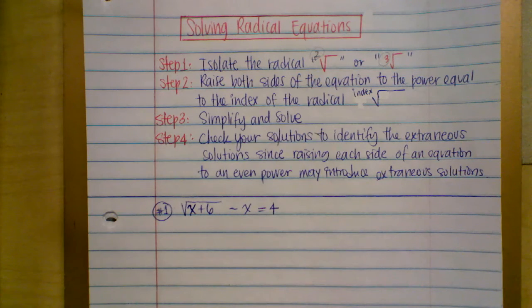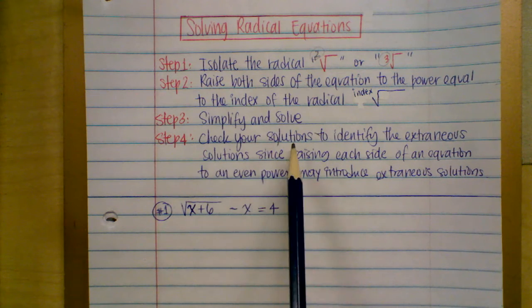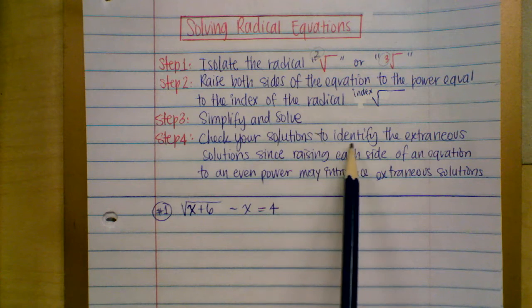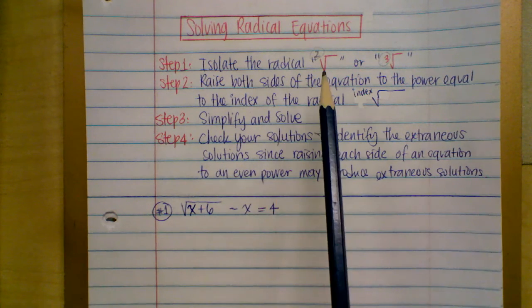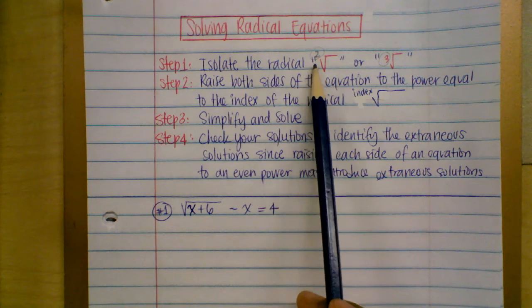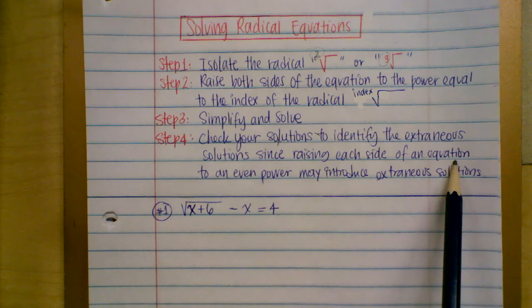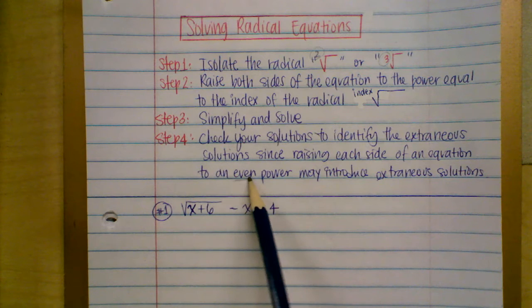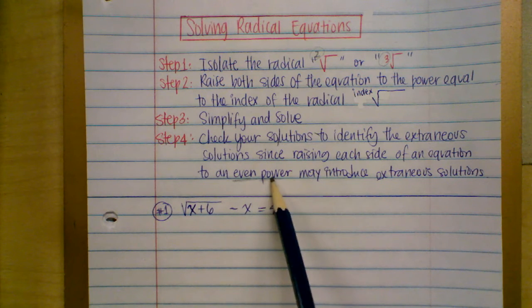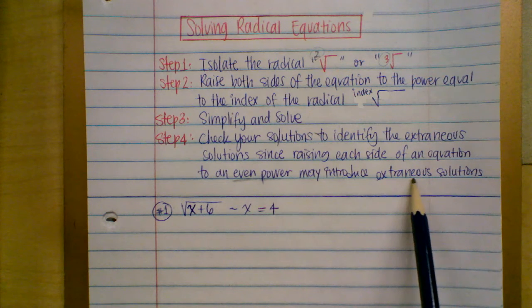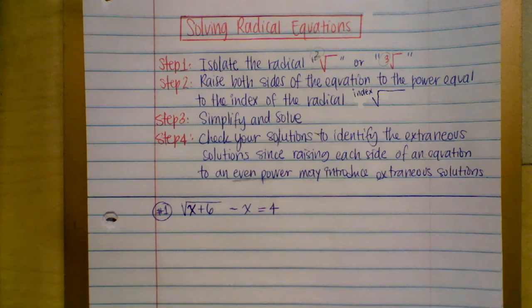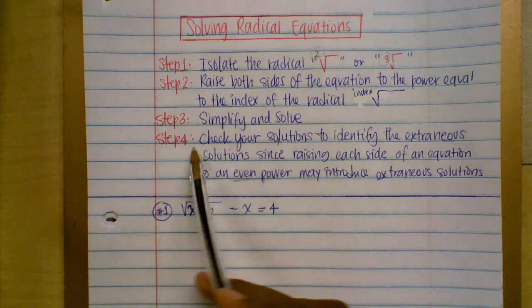And after simplifying and solving, step 4, we're going to check your solution to identify if you have any extraneous solutions. Why? Because raising each side of an equation to an even power, when you square both sides of the equation, you may introduce extraneous solutions that do not make the equation true. Solutions that do not belong. So that's why it's always good to check our solutions.